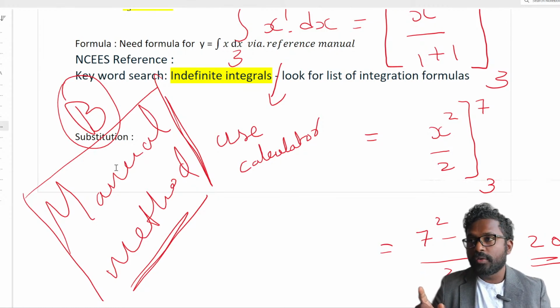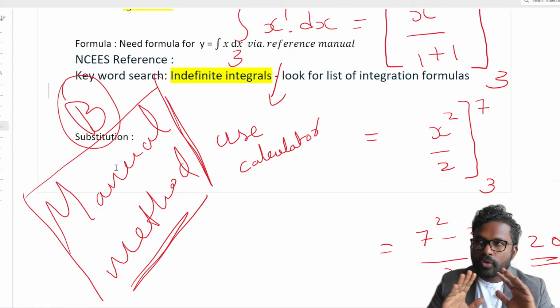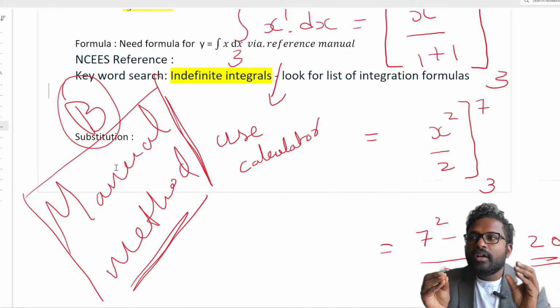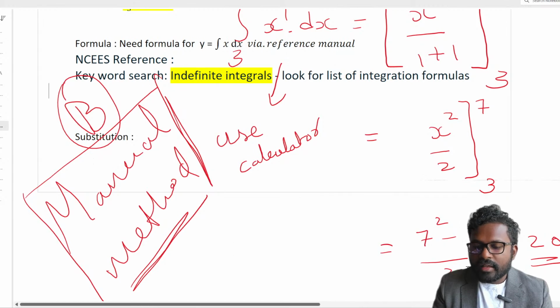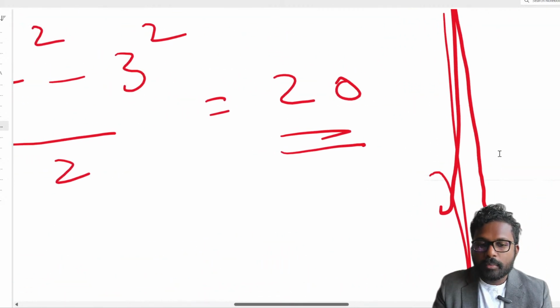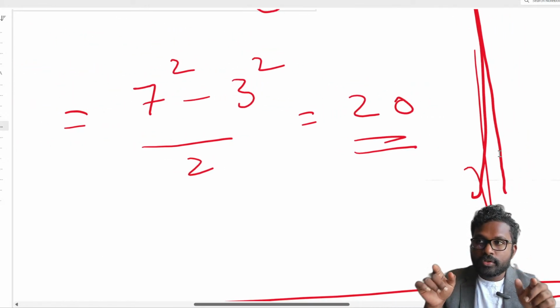Also, I want to warn you, since you are using calculators, sometimes the equations can be so big that your calculator won't be able to solve it. So you will again be forced to use the manual method. You can use a calculator to solve simple things like 7 squared minus 3 squared by 2. Usually it will never have any problem with solving stuff like this. But anything more complex than that, sometimes the calculator won't solve.